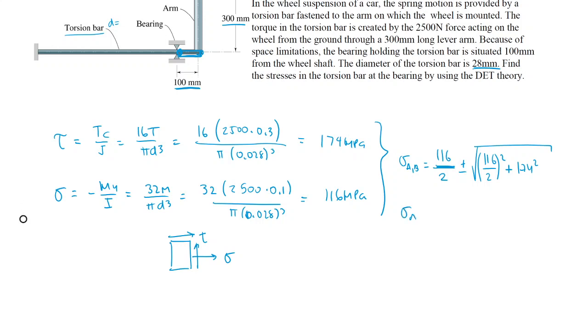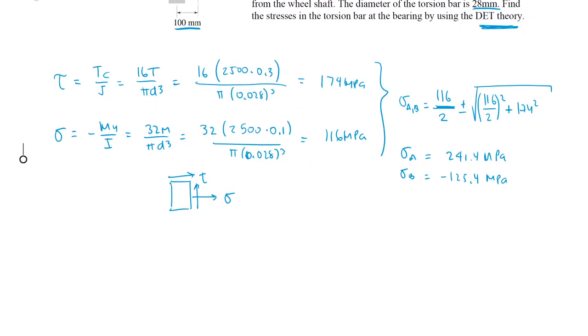So this gives me A and B. Again, it doesn't matter which one's which. 241.4 or minus 125.4 megapascals. And what do I do with those? I'm told to compare this using the distortion energy of von Mises. So I use the von Mises equation, the one that I wrote before, and I get 322.6 megapascals, using this as sigma 1, this as sigma 3, and sigma 2 equals 0.